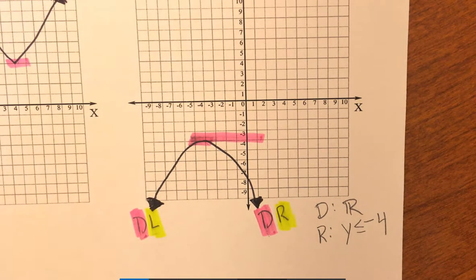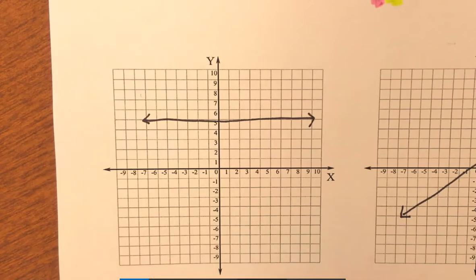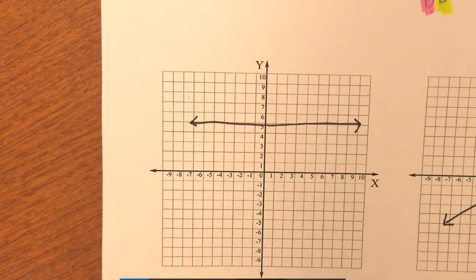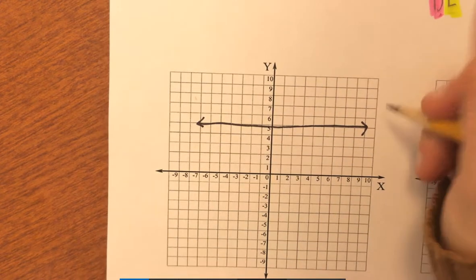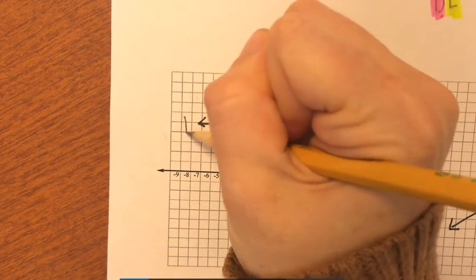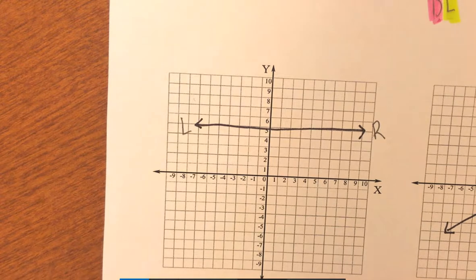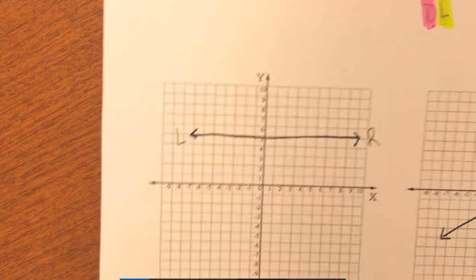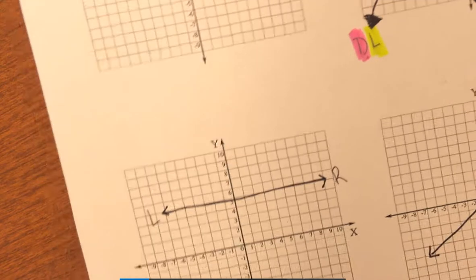We're going to do 2 more. These ones are a little bit different. They're both linear. When I go to label the arrow on this graph, it's going right forever and also left forever, but it's not moving up or down at all. So for your domain, it's going to be all real numbers.